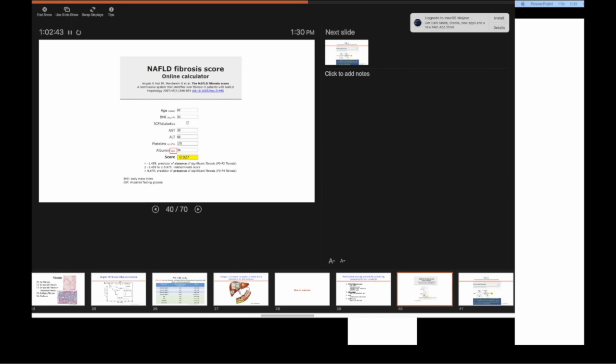Albumin, this is the caveat if you use this. It's in grams per liter, not in grams per deciliter. So a 3.4 turns into a 34. And the score here is 0.827. If you look, that actually predicts the presence of a significant fibrosis. So this patient is at risk, even though these labs are so common.